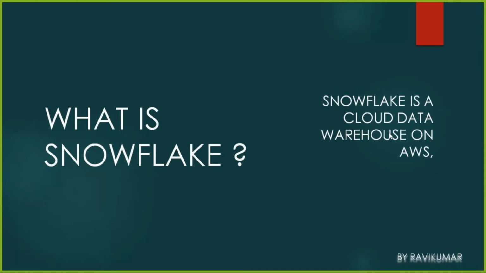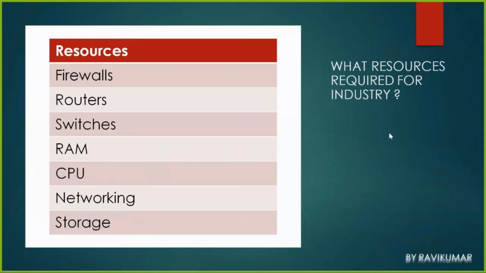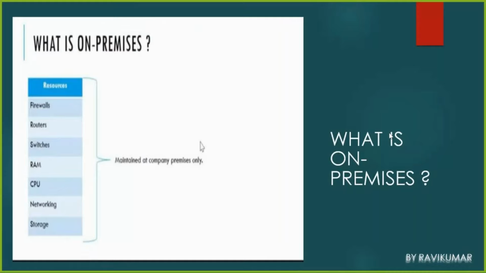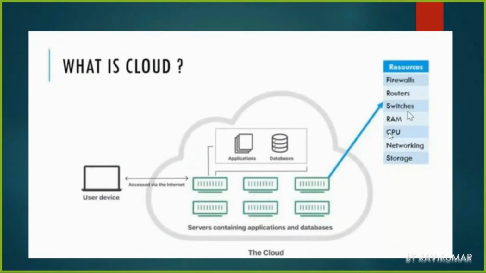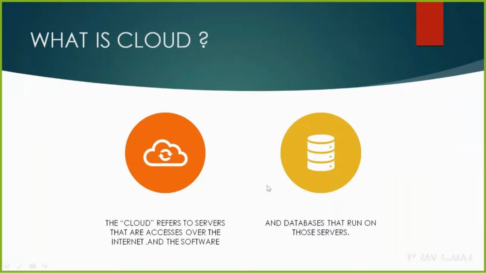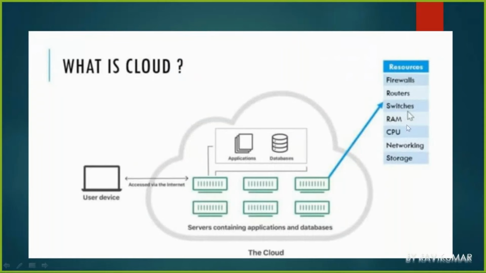What is Snowflake? Snowflake is a cloud data warehouse on AWS, Azure, and GCP. We need resources. If all these resources are maintained on company premises only, that refers to on-prem. If all these resources are maintained at some other place and you access them via the internet, that refers to cloud.